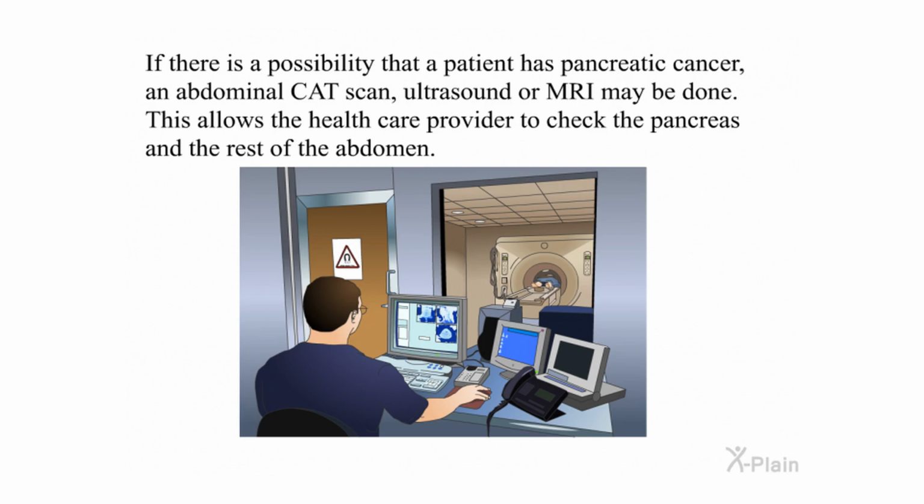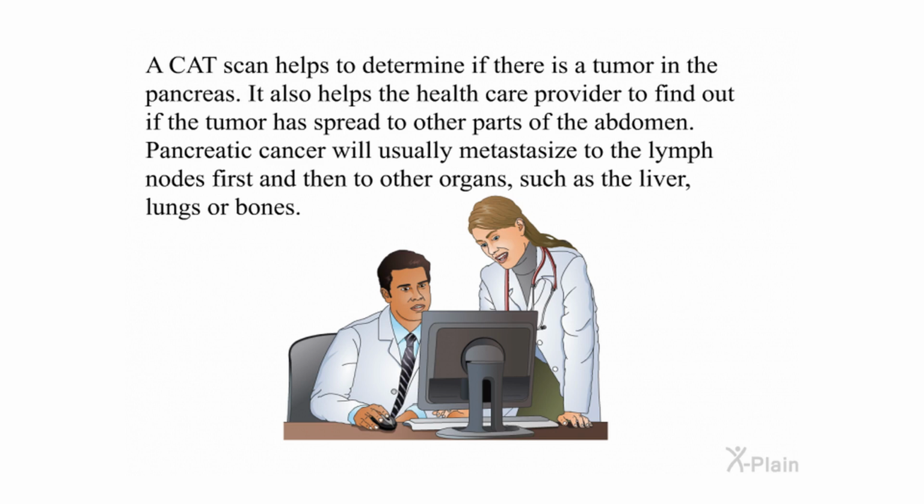Diagnosis. If there is a possibility that a patient has pancreatic cancer, an abdominal CAT scan, ultrasound, or MRI may be done. This allows the healthcare provider to check the pancreas and the rest of the abdomen. A CAT scan helps to determine if there is a tumor in the pancreas. It also helps the healthcare provider to find out if the tumor has spread to other parts of the abdomen. Pancreatic cancer will usually metastasize to the lymph nodes first and then to other organs such as the liver, lungs, or bones.